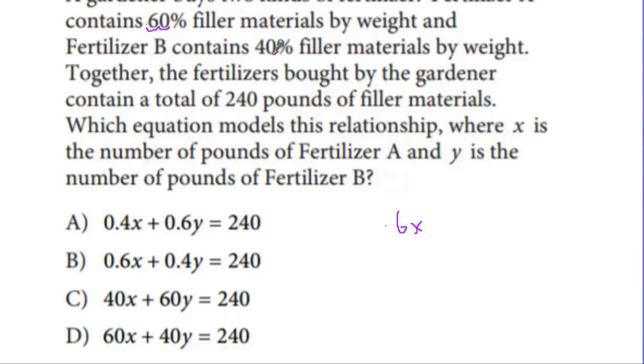I would just change 40% into a decimal, which is 0.4, and then I would multiply that by Y, which is going to give me the total amount of filler material for fertilizer B. So altogether, if I take these two numbers of filler materials and add them together, that should equal the total amount of filler material, which is 240 pounds. So as I look through my answer choices, it looks like B is again our best option, because this is going to take the amount of filler material for each of these and add them together to get 240.